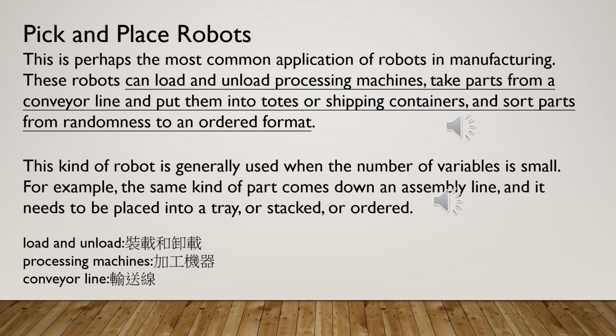Pick-and-place robots. This is perhaps the most common application of robots in manufacturing. These robots can load and unload processing machines, take parts from a conveyor line and put them into totes or shipping containers, and sort parts from randomness to an ordered format. This kind of robot is generally used when the number of variables is small. For example, the same kind of part comes down an assembly line, and it needs to be placed into a tray, or stacked, or ordered.